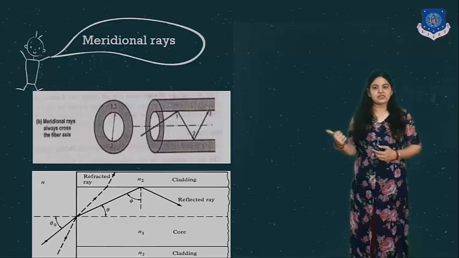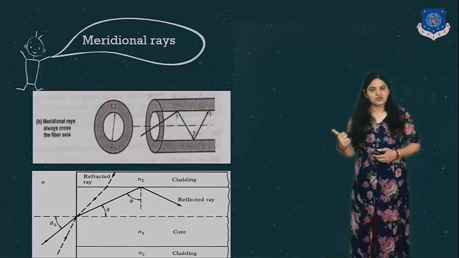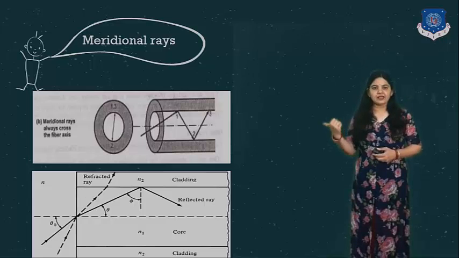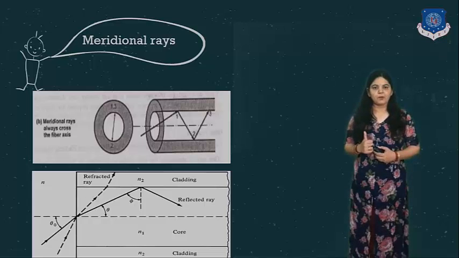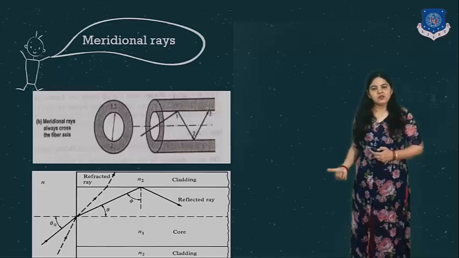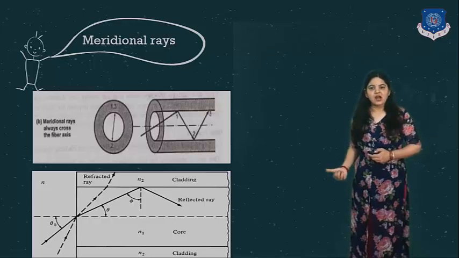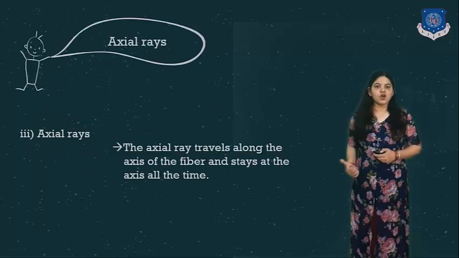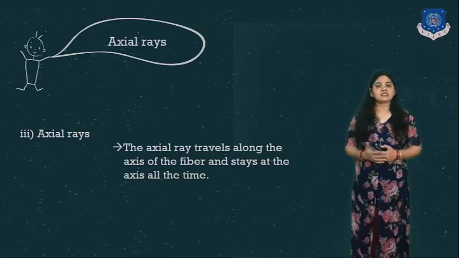Here you can see that the particular ray is bounced from the core-cladding surfaces or the wall, and this way the signal can propagate through the fiber. In another diagram we can also see how the signal is reflected from the wall of the fiber. Third is the axial rays.